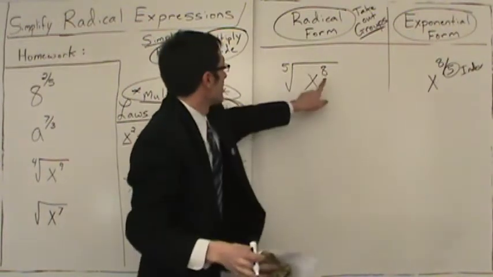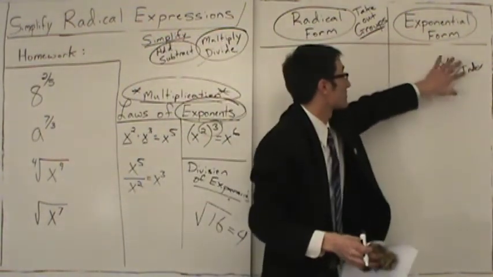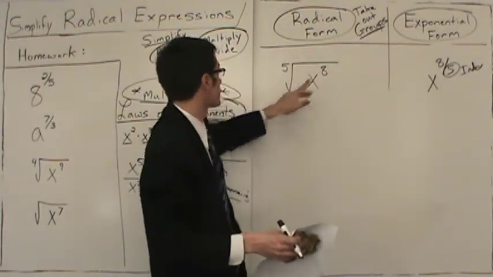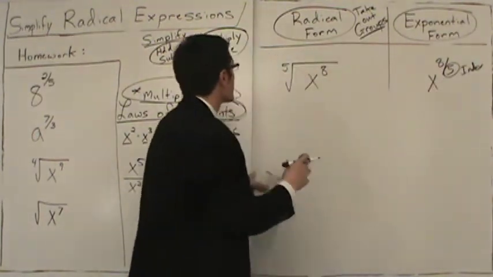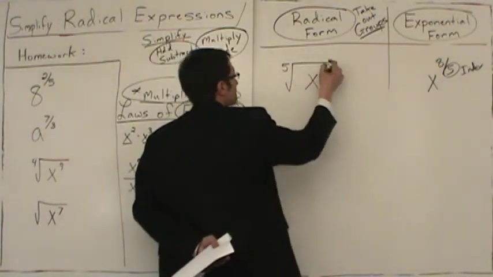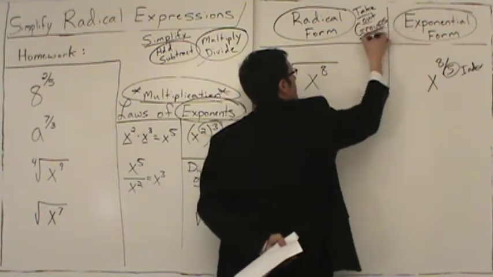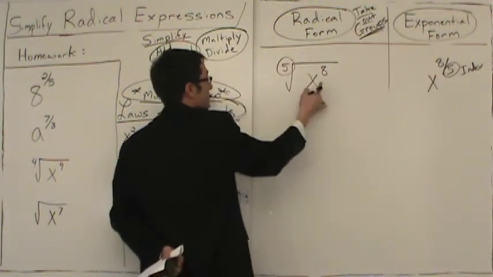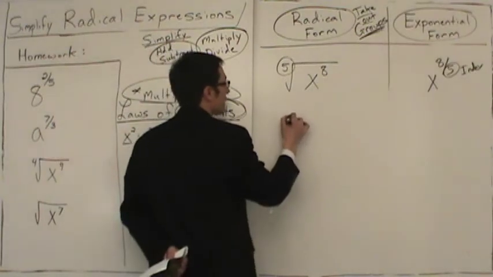So remember, this is 8 divided by 5, or written in exponential form as 8 over 5, so you should be able to go from one form to the other. From exponential to radical, you're also going to have to go from radical form back to exponential. Now, once we get to radical form, we have to take into consideration groups, or take out the groups. Notice we want to take out groups of 5. Well, we have 8 x's. Can we take a group of 5 x's out of 8? Absolutely. So we have what?